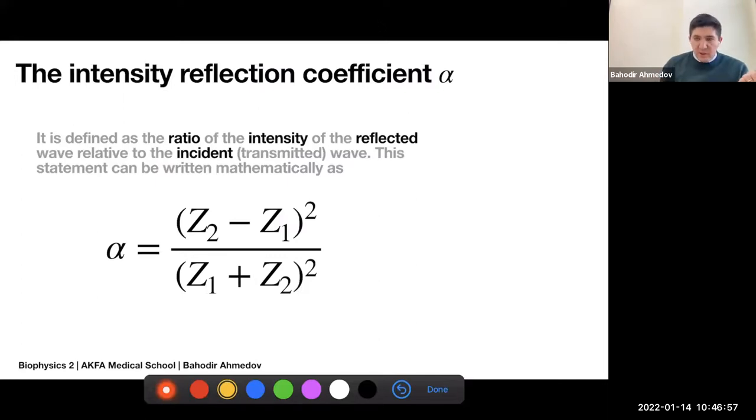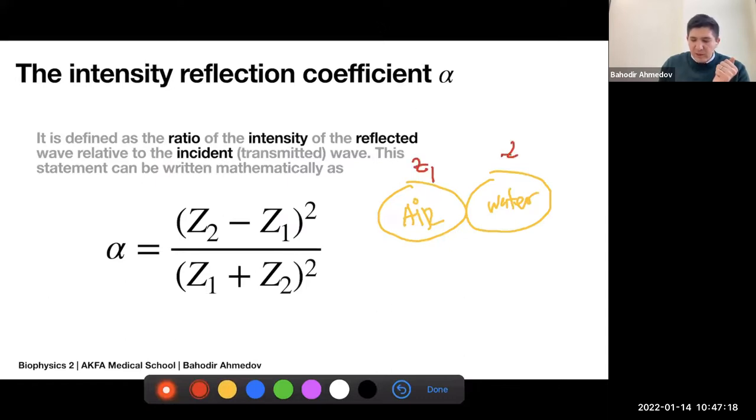So let's assume that the signal is going from the air to the water. For example, you put a transducer to your skin. So the signal is going to go from the air to some liquid. Z1 is going to be the acoustic impedance of the air, and Z2 is going to be the acoustic impedance of the water. By substituting everything into this formula, you can understand how much of the signal is going to be transmitted into the water. So you're sending, for example, 10 signals, then how many of them are going to come back?